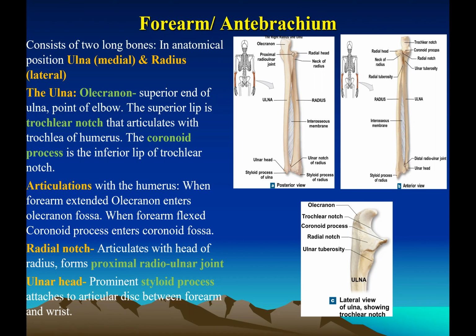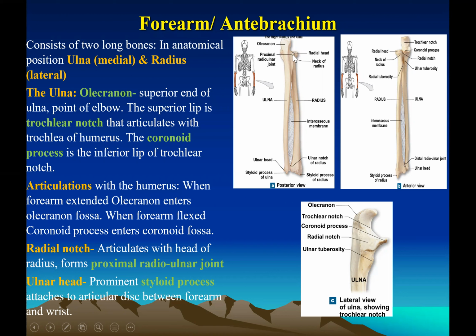The superior lip is the trochlear notch. The coronoid process is the inferior lip of the trochlear notch. It articulates with the humerus. So when the forearm is extended, the olecranon will enter the olecranon fossa. And when the forearm is flexed, the coronoid process will enter the coronoid fossa. The radial notch will articulate with the head of the radius, and it forms the proximal radio-ulnar joint here.